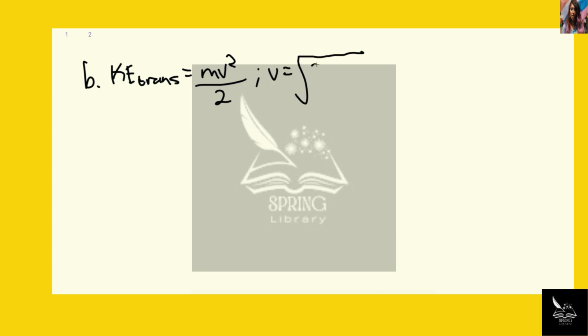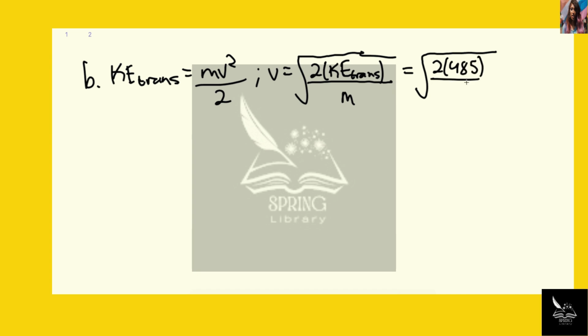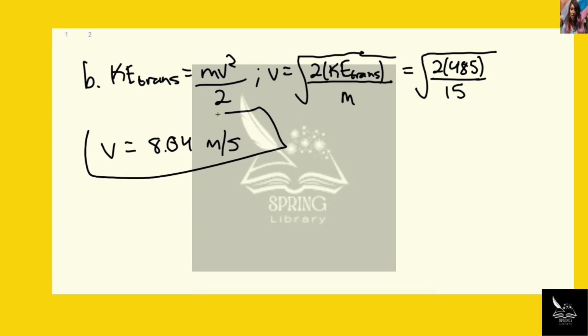For part B, it's asking us what's the speed. So we know that translational kinetic energy is equal to mv squared over 2. So that means that v is simply going to be the square root of 2 times the translational kinetic energy divided by m. This would be, again, 2 times 485 divided by 15, and v is going to equal 8.04 meters per second. So this will be your answer for part B.